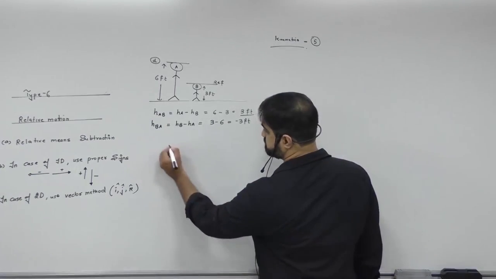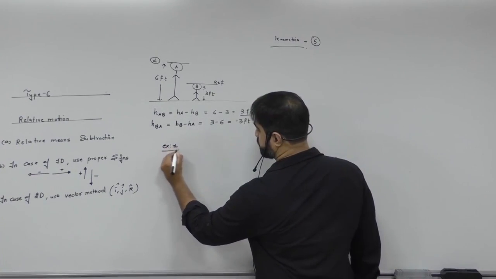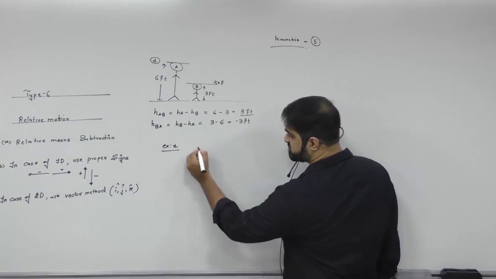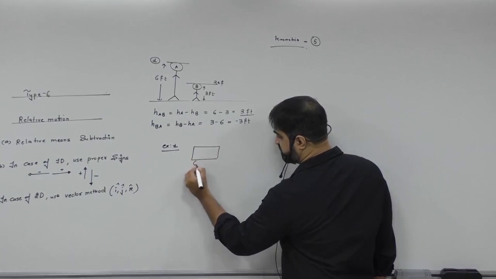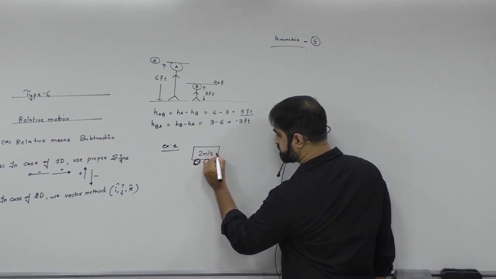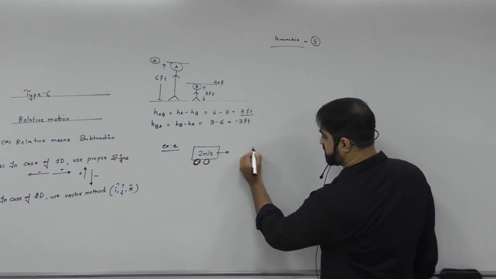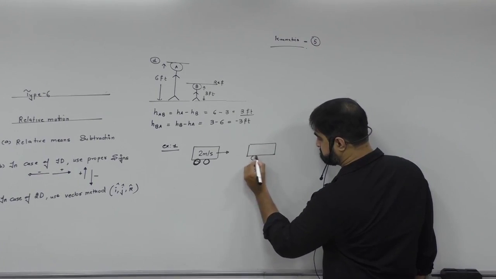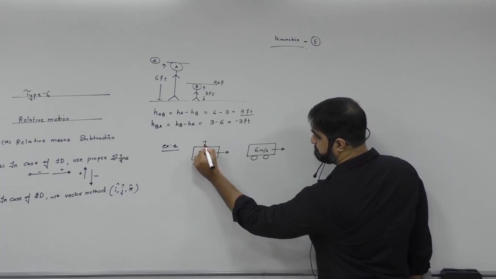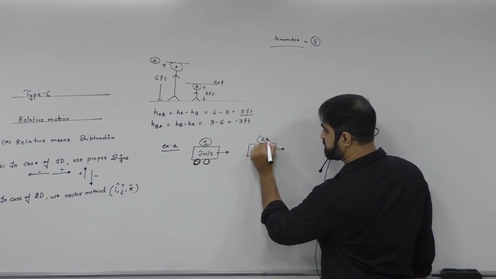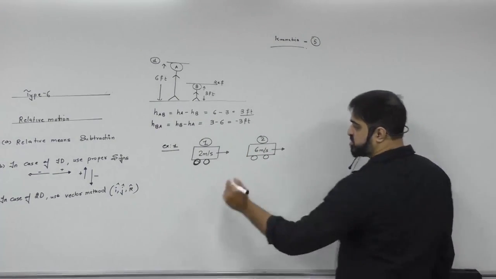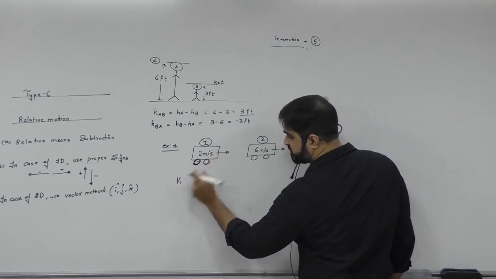Listen over here. Example 1. There are two cars. One is going with 2 meters per second, and the other car is going with 6 meters per second. This is 1 and this is 2. I want to find velocity of 1 with respect to 2.